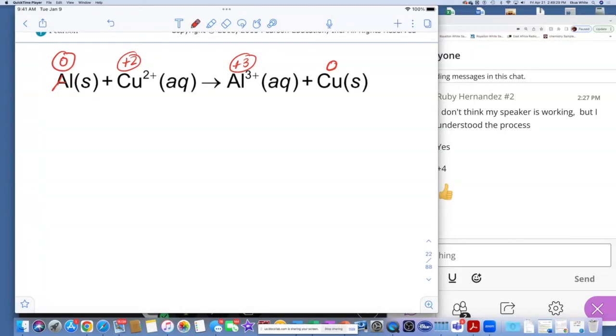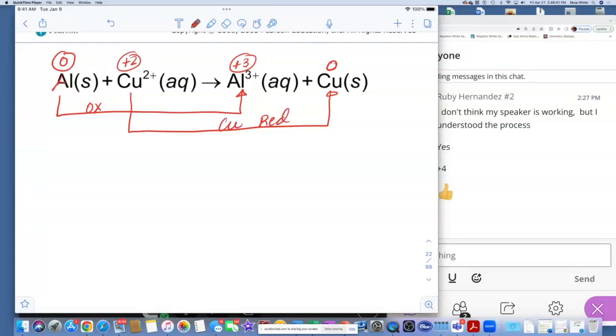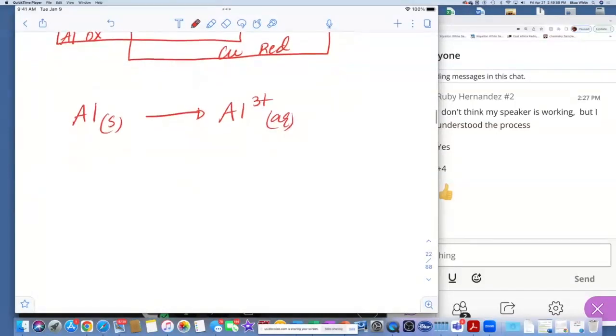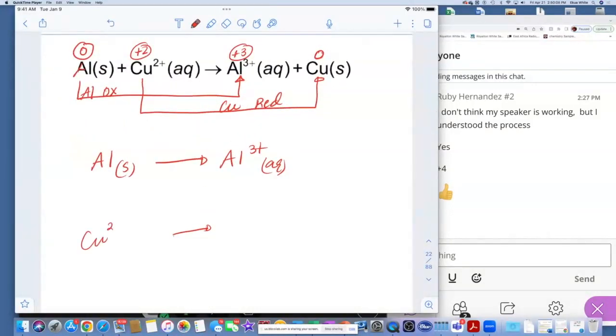Okay, now we want to see. I can't use rule number 3 just yet, but it says write the oxidation and reduction half reaction. So from 0 to +3, that's oxidation, right? I write here oxidation. And from +2 to 0, that's definitely reducing, so reduction. This is copper that's been reduced. This is aluminum that's being oxidized. So the half reaction will be Al solid to give us Al3+ aqueous. Next one is Cu2+ aqueous to give us copper solid.